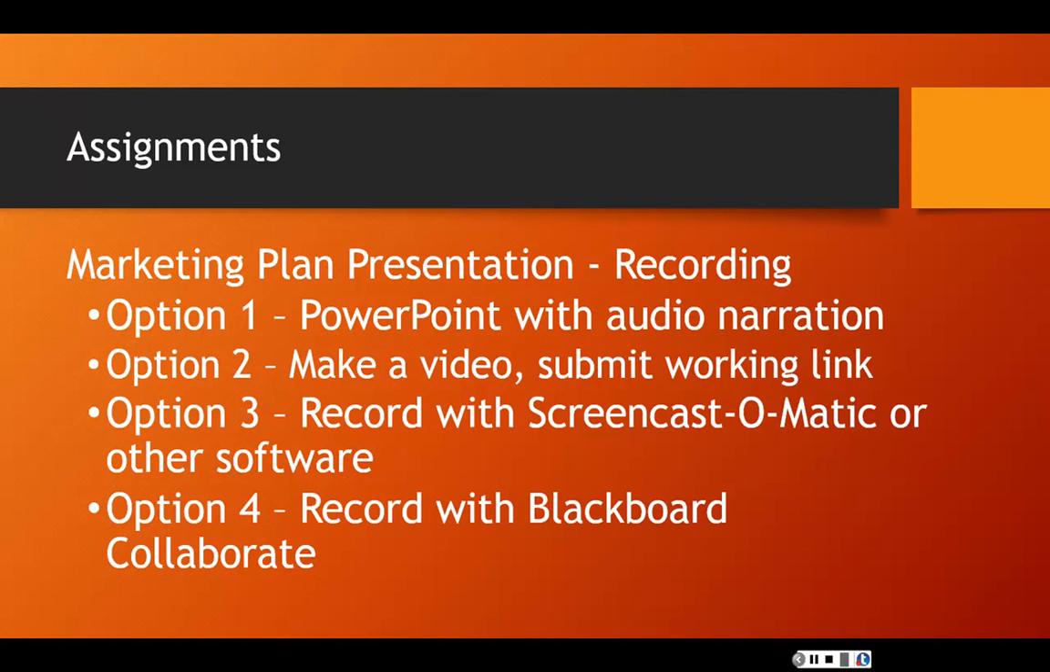Davenport also gives you the option of using Blackboard Collaborate, which is what I used in the course overview meeting. You could create a Collaborate session and record it and then submit the link of that. Nobody's ever done that. I would love to see somebody do that, but nobody ever has. Generally speaking, people do one of those first 3: a PowerPoint with audio narration, they make their own video and submit the link, or they use some kind of free online software to make a video that shows what's on their screen and them talking. Any of those is fine.